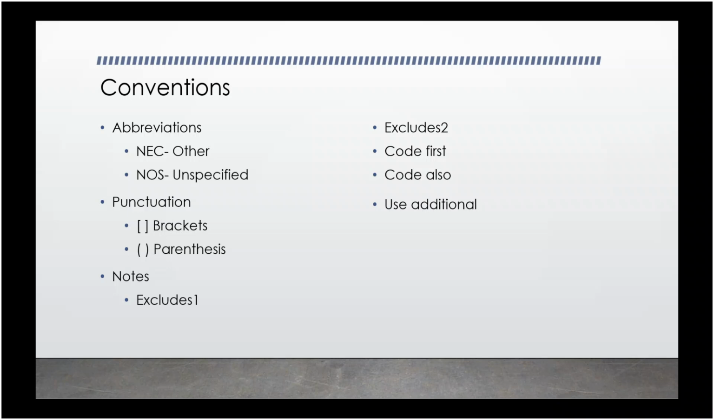Okay, conventions. We've got our abbreviations, our punctuation, and our notes. First of all, abbreviations: we have NEC, which is not elsewhere classified. It also means other. And NOS is not otherwise specified, meaning it's unspecified. An example is a headache that's allergic, not elsewhere classified. That's going to have G44.89.